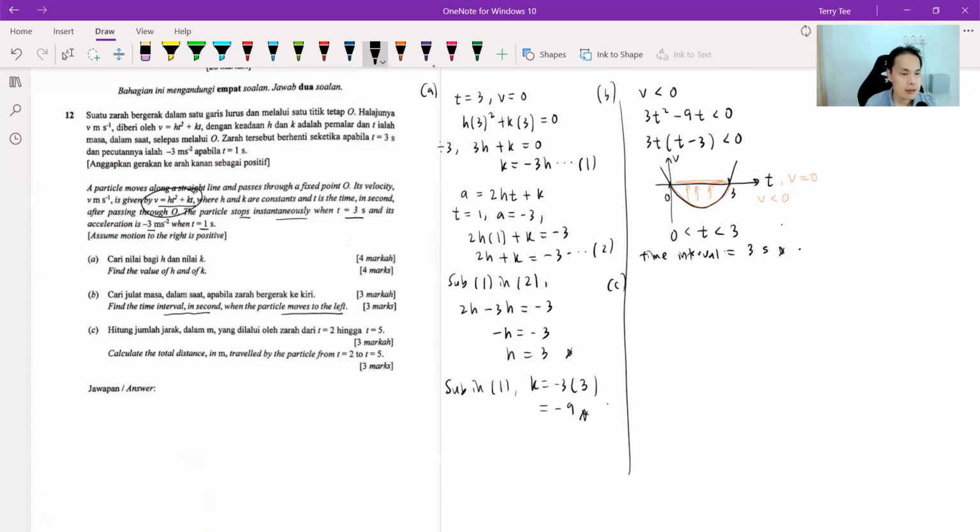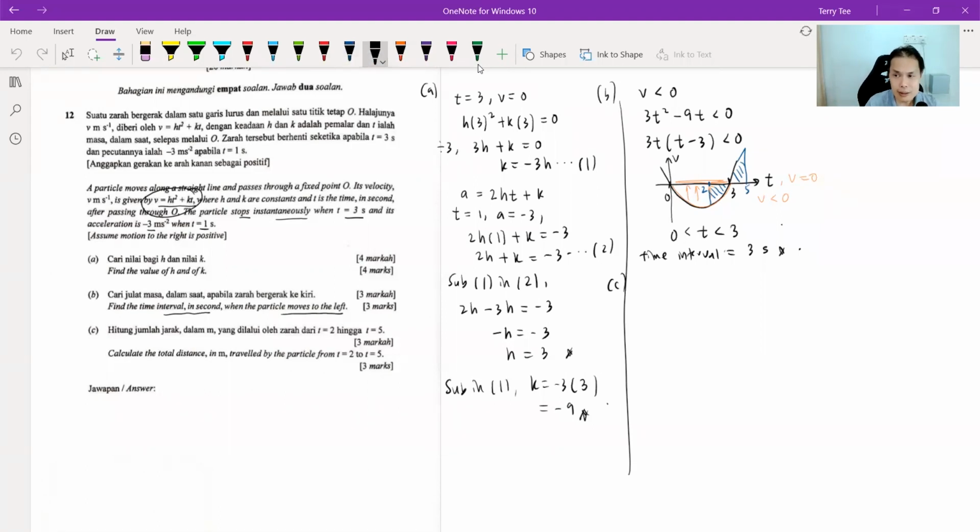All right, now, last one. Calculate the total distance traveled by the particle from t equals 2 to t equals 5. We already have this graph, right? Maybe I just extend this a little bit. From 0 to 2, the graph is below the t-axis. 2 to 3 is still below the t-axis. 3 to 5 is above the t-axis. Remember, distance traveled is the same as the area under the graph for a velocity-time graph. But part of the graph is below the t-axis and part of it is above.